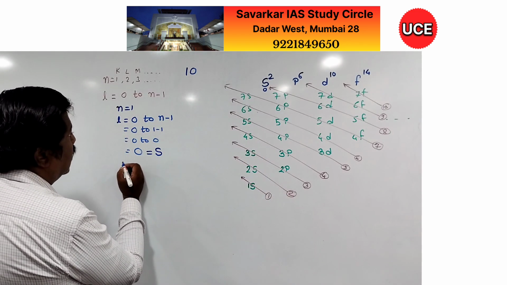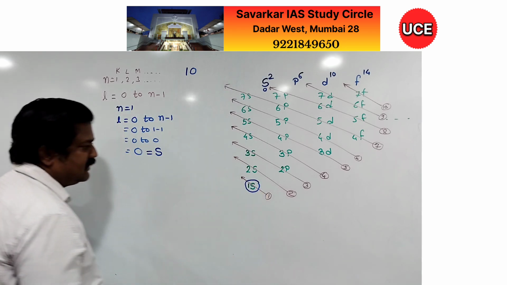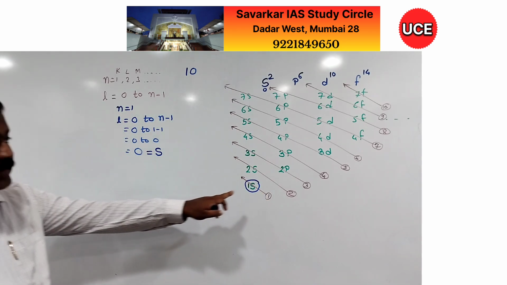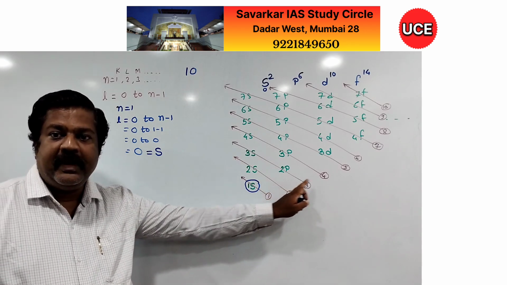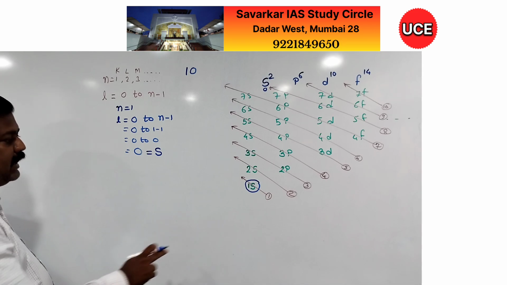Now, as a result, you can check that for 1s, because n equal to 1, there is only s. We have not written here 1p, 1d, 1f. So the first shell has only the value s.